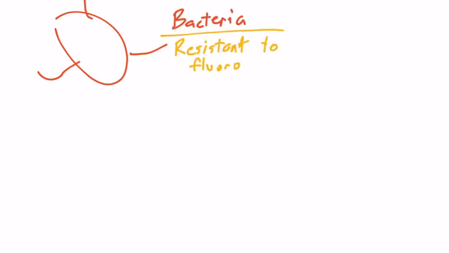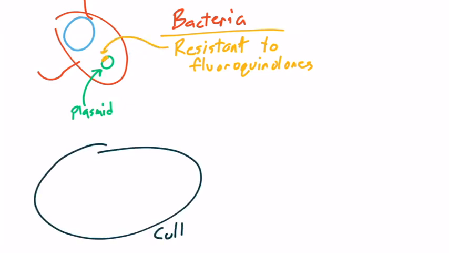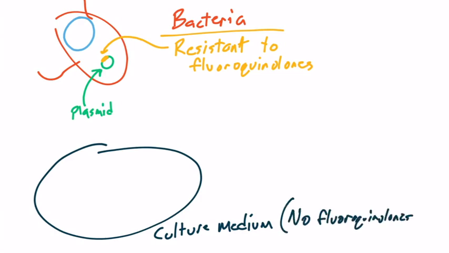So let's say we have bacteria right here, and it's resistant to fluoroquinolones, and it has a chromosome, and then it's got a little plasmid. And the genes for resistance to fluoroquinolones are going to be yellow on this plasmid. So we'll make this really clear. Now let's say we've got a medium here, and this culture medium does not have any fluoroquinolones. The bacteria can then be placed on this and allowed to grow on this culture medium for a set amount of time. After that time, you can examine all the DNA.